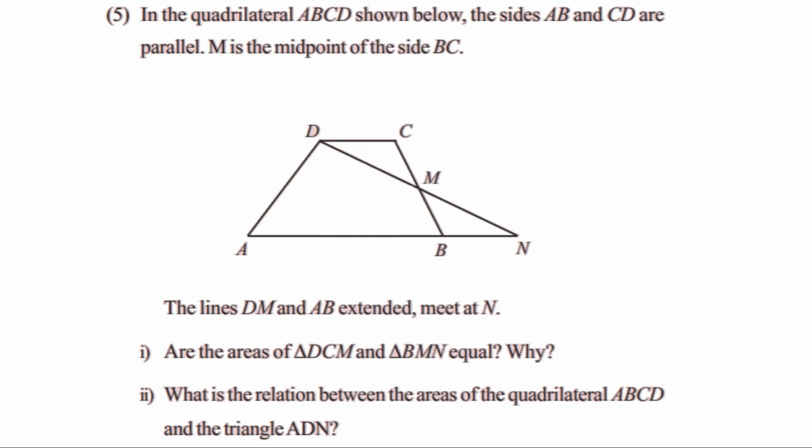Now the fifth problem. In the quadrilateral ABCD shown below, the sides AB and CD are parallel. M is the midpoint of the side BC. The lines DM and AB extended meet at N. Are the areas of triangle DCM and BMN equal? Why? What is the relation between the areas of the quadrilateral ABCD and the triangle ADN?